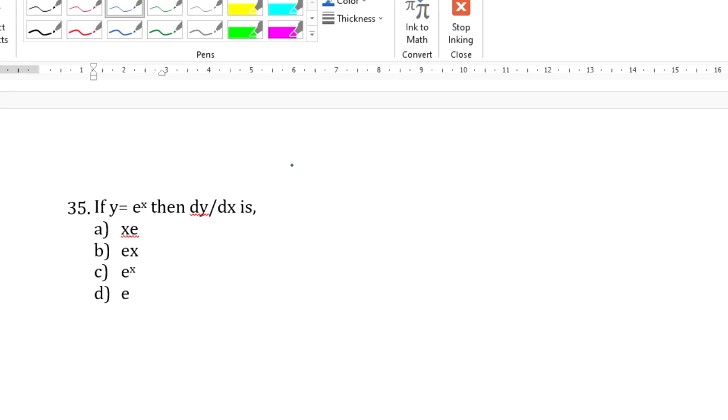If y is equal to e to the power x, then dy by dx is e raised to x. Just the formula. Moving on to the next question.